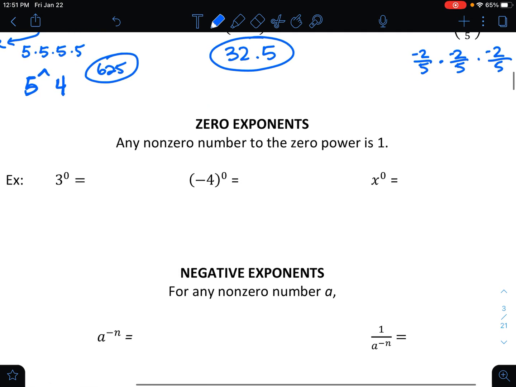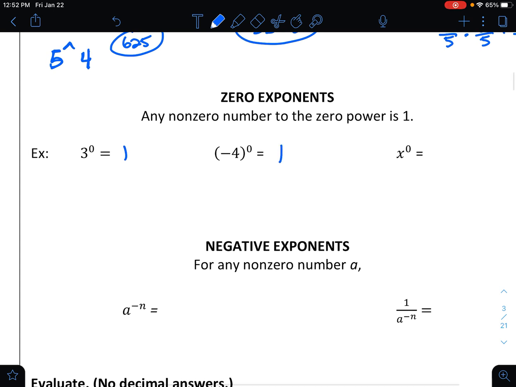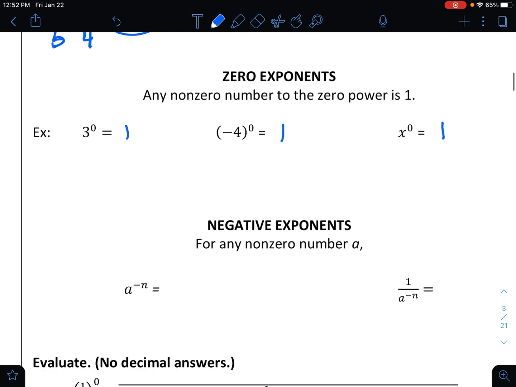Okay, let's talk about zero exponents. Any non-zero number to the 0 power is 1. Let me just go through these 3 and then let's talk about why. 3 to the 0. Now if you want to type that in your calculator, go ahead. You're going to get 1. Negative 4 to the 0, you're going to get 1. So generalizing, any variable to the 0 is 1. Okay, and let me show you why real quick in a pattern.